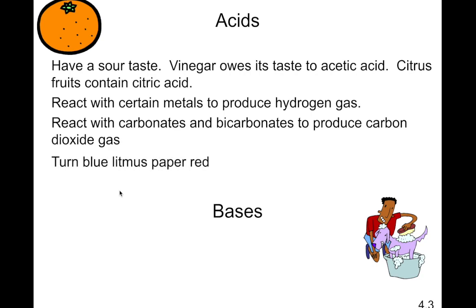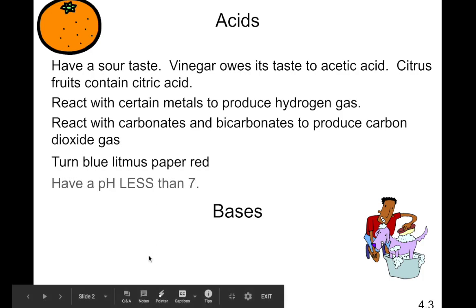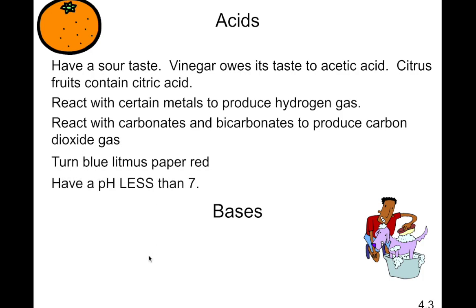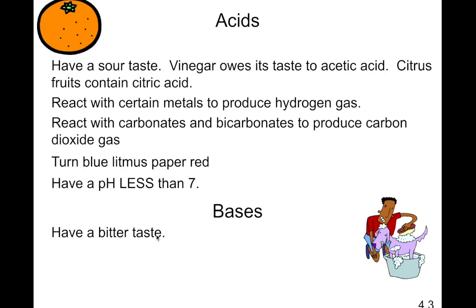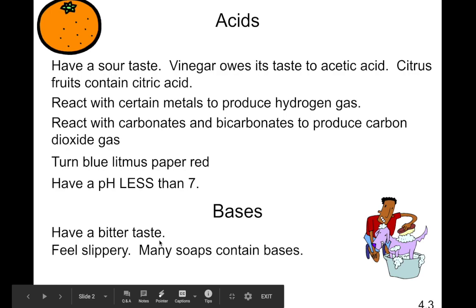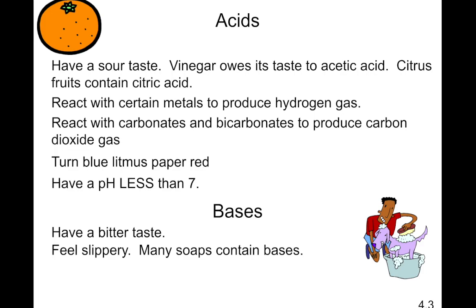Another property of acids you may remember from previous middle school experiments is they turn blue litmus paper red, and they have a pH less than 7. Low pH is acidic. Bases, on the other hand, have a bitter taste, which is slightly different than a sour taste. They feel slippery, and many soaps contain bases, as we've learned, right? Bases are used in the chemistry of soap making, saponification, converting, right, the fats and the oils that you initially start with to molecules that have both polar and nonpolar ends.